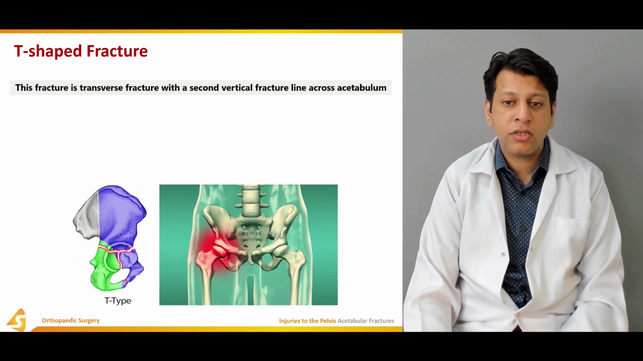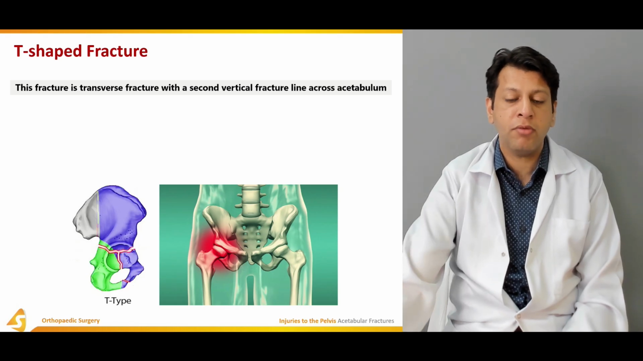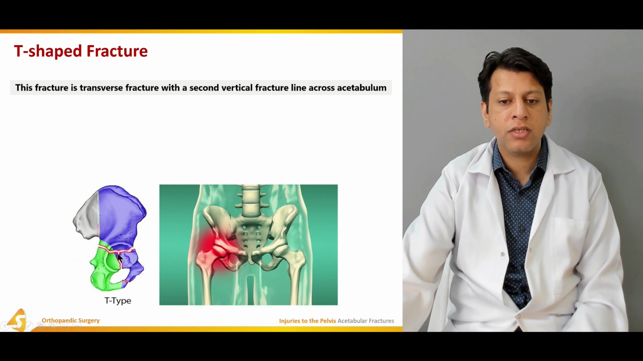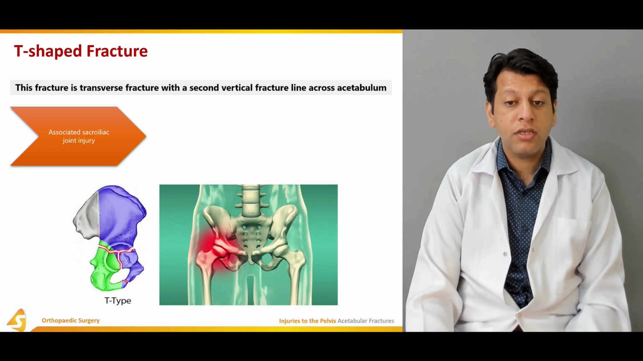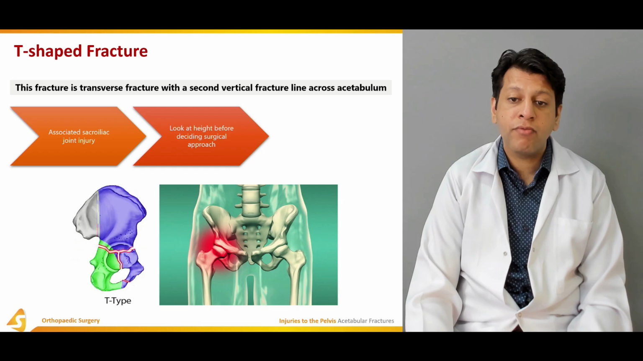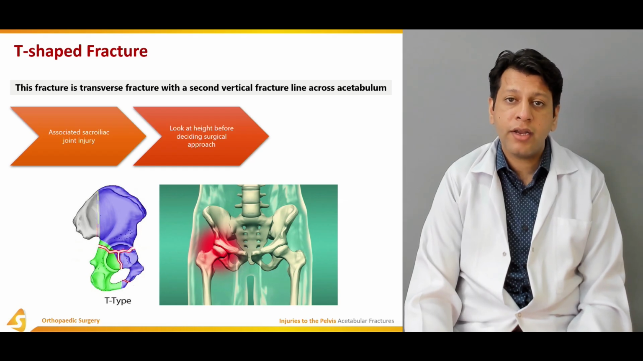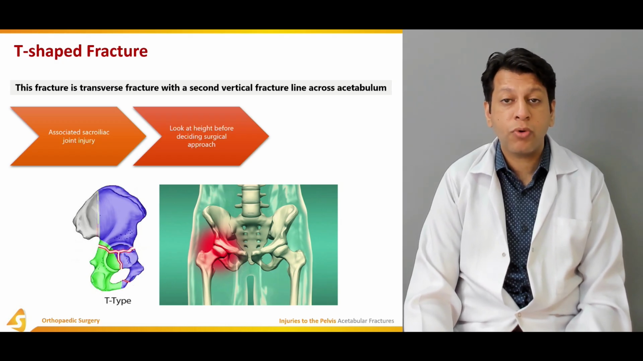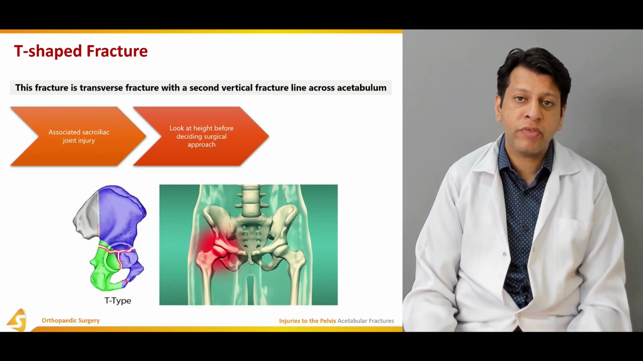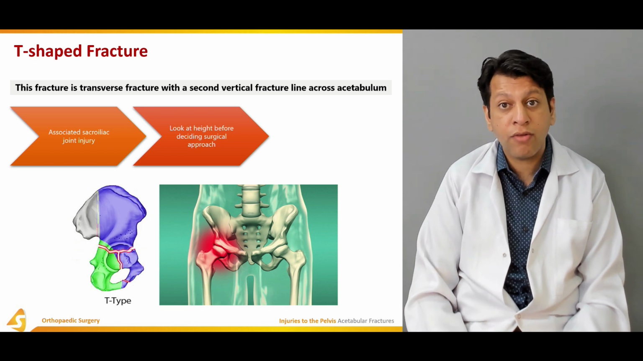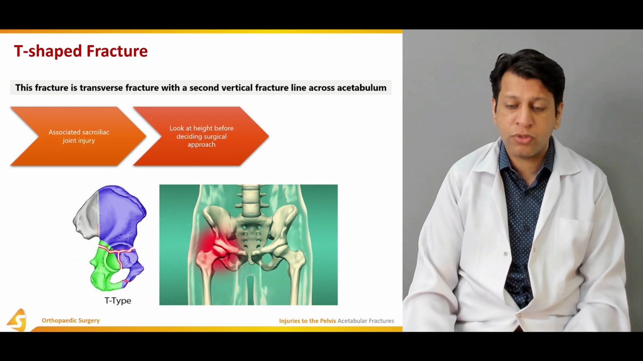This is a transverse fracture with a second vertical fracture line across the acetabulum. You can appreciate the anterior column fracture going all the way into the posterior column. There is a vertical line which opens up into the obturator foramen, leading to a transverse T-type fracture, associated with sacroiliac joint injury. Looking at the height before deciding the surgical approach, a high T-type fracture can be approached by the posterior approach, but if it's a low T-type, you may require an anterior approach as well. Then sometimes you have to combine the Kocher-Langenbeck approach along with the ilioinguinal approach, or you may have to open via the extended iliofemoral approach, which takes both the anterior and posterior approach into account.